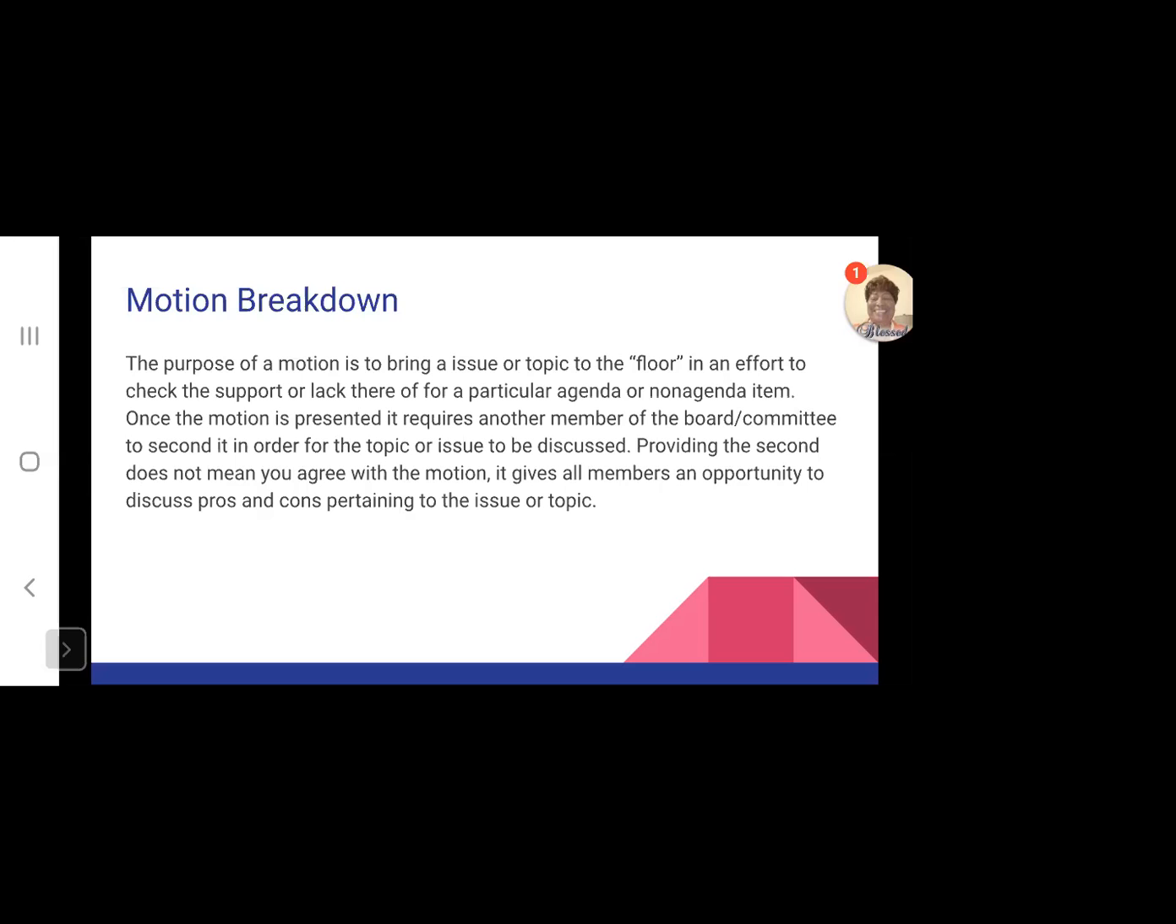So once the motion is presented, of course it requires another member of the board to second it. Providing the second does not mean that you agree with the motion. It simply means that you're giving it an opportunity to be brought to the floor, for it to be discussed, for it to be challenged, and eventually, if not agreed upon, for it to be voted upon. If there's not a unanimous consensus, then of course there must be a vote. Any questions so far?